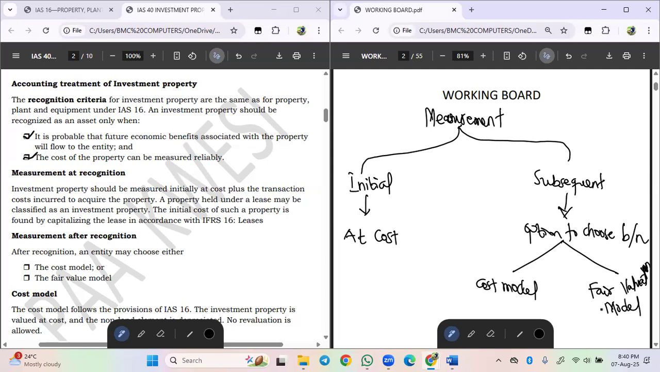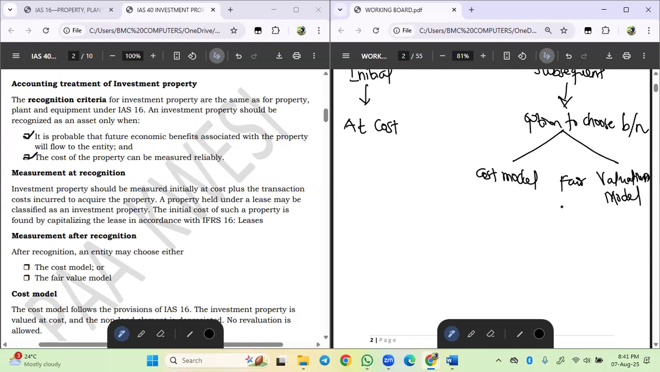So with PPE, someone should tell me, initially we measure it at cost. Subsequently, we have the option to choose between the cost model and what? Revaluation. Is it revaluation? Thank you. Revaluation. That's it. So the option is to choose between cost model and what? Revaluation.